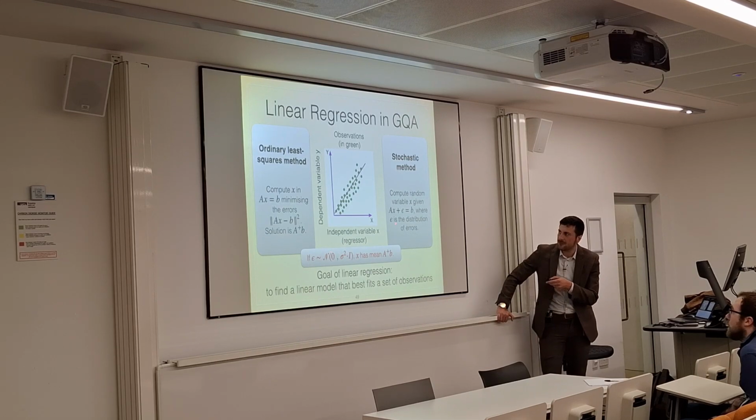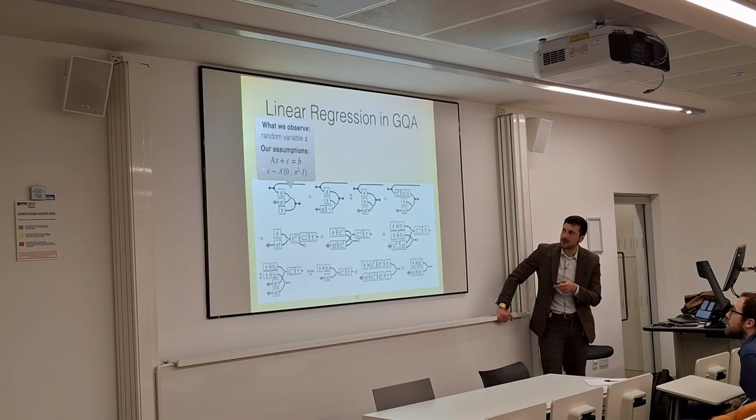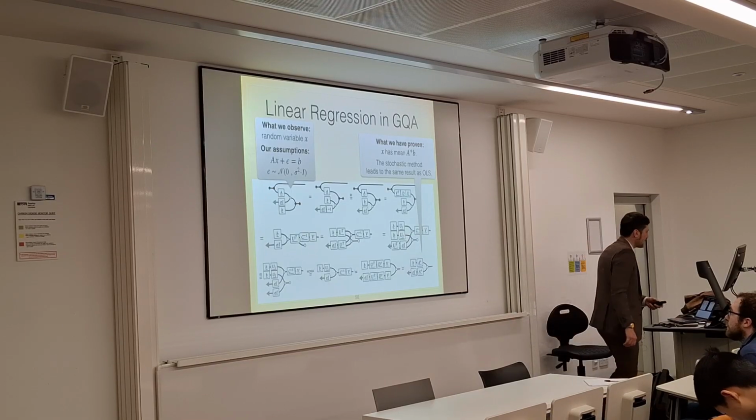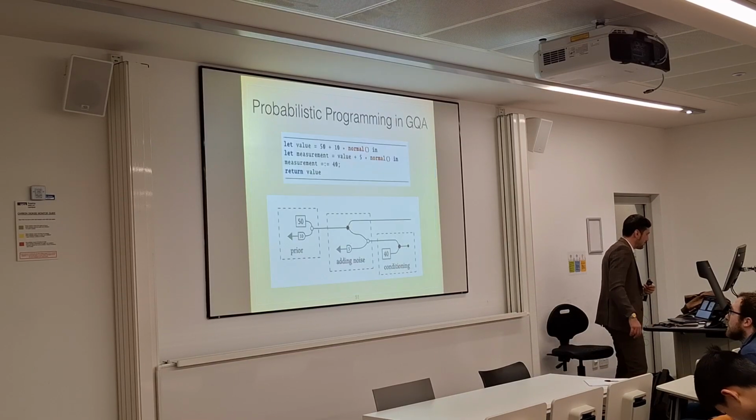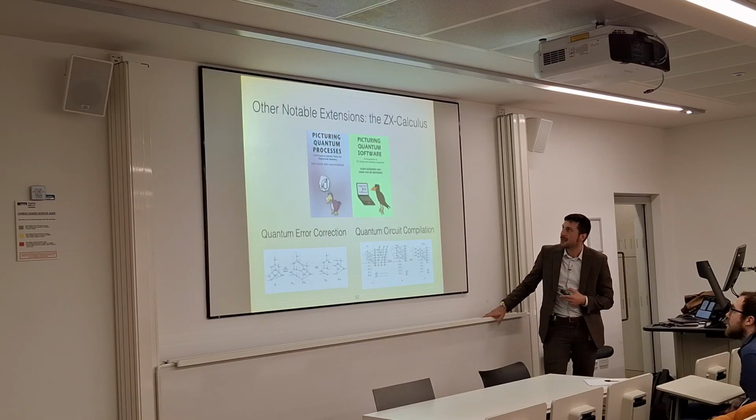if your error is Gaussian distributed, and you can use graphical quadratic algebra to show this. So in graphical quadratic algebra, you have a string diagram that represents your system with a random variable, and you can show that the solution to that random variable is the same as you obtain with the ordinary least squares. Okay? Unfortunately, I cannot show you much better. Probabilistic programming you can do, I will skip that.